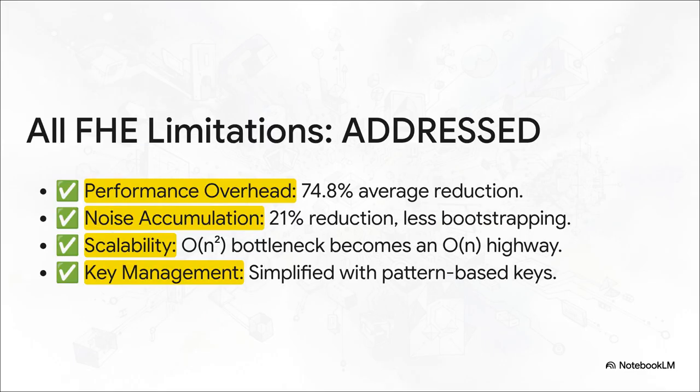So here's the real kicker. PAC isn't just a one-trick pony that makes things faster. It's a complete solution. Remember all those problems with FHE? Let's go through the checklist. Massive performance overhead, slashed by almost 75%. That data corrupting noise, reduced by over 20%. The scalability problem? Solved. That O of n squared bottleneck is now an O of n highway. And the nightmare of key management? It's way simpler now because it's based on patterns, not just randomness. It's like PAC just walked down the list and checked off every single problem.